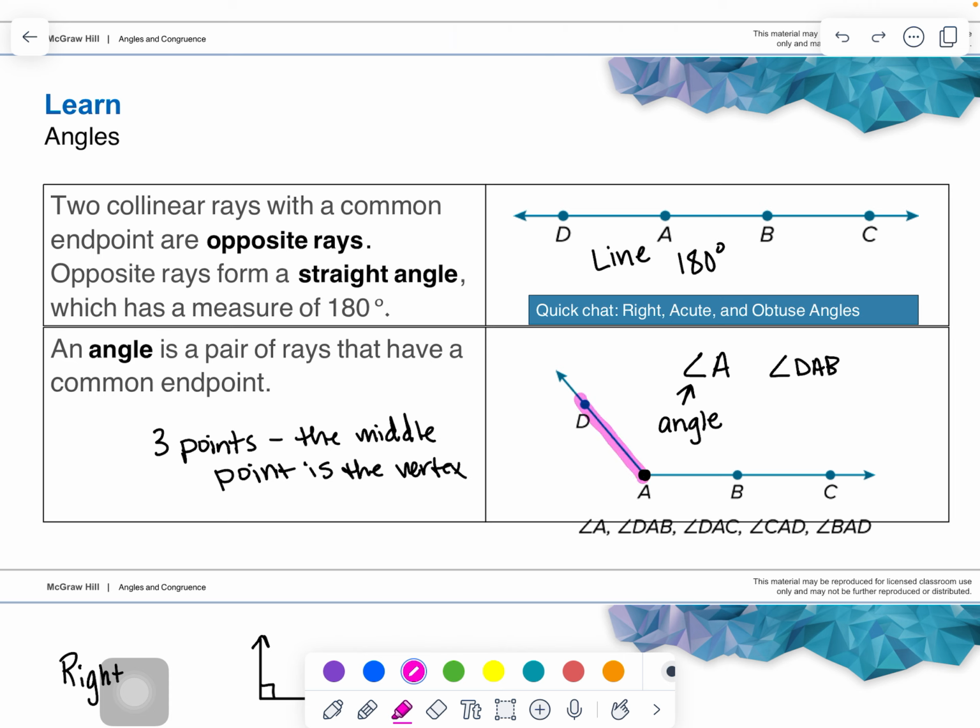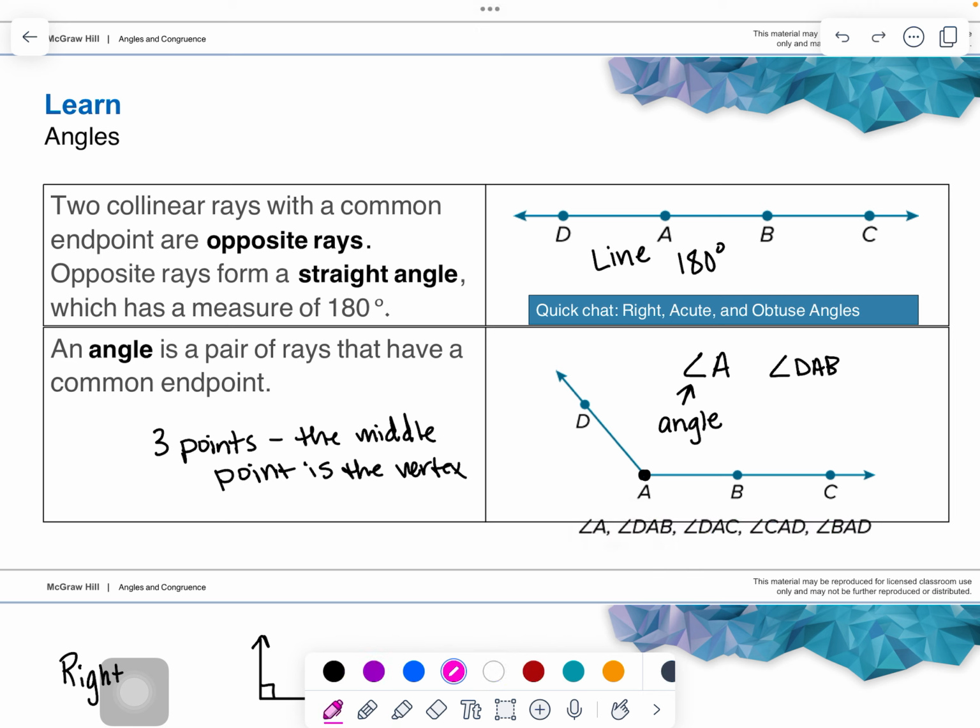Or I could go DAC, same angle. Or I could call it CAD, same angle. I could call it BAD, same angle. It's still tracing the same angle, because an angle goes on infinitely. So all of these are ways to name the same angle with 3 points. Note that A is in the middle of all of them.